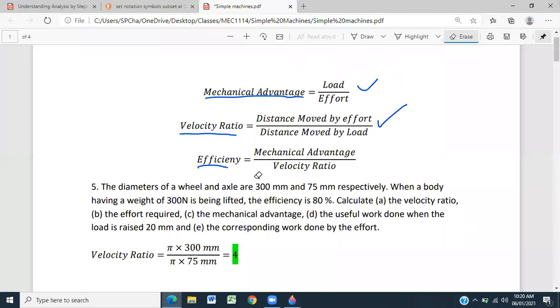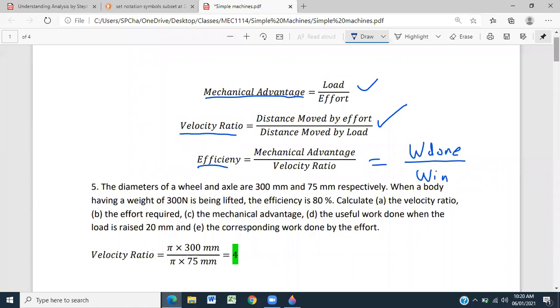So we end up with the last formula: efficiency is equal to the mechanical advantage divided by the velocity ratio. Or in simpler terms, the useful work done divided by the work we put into the system.